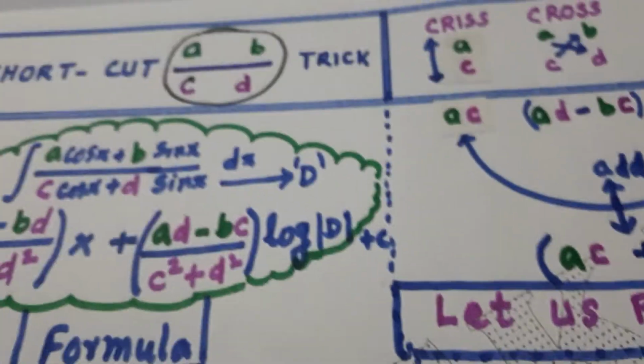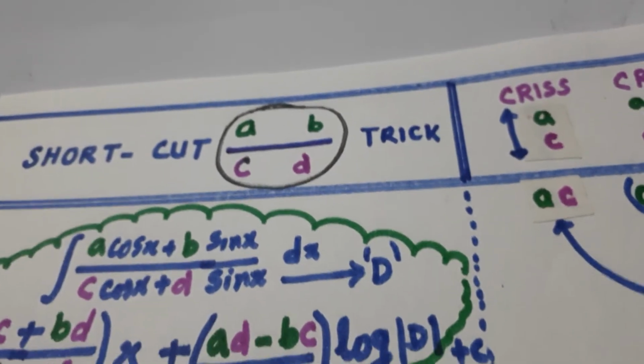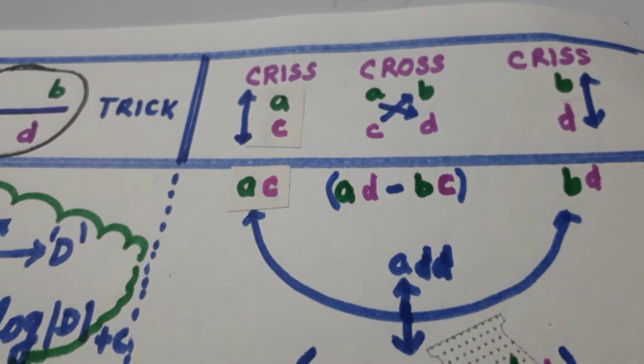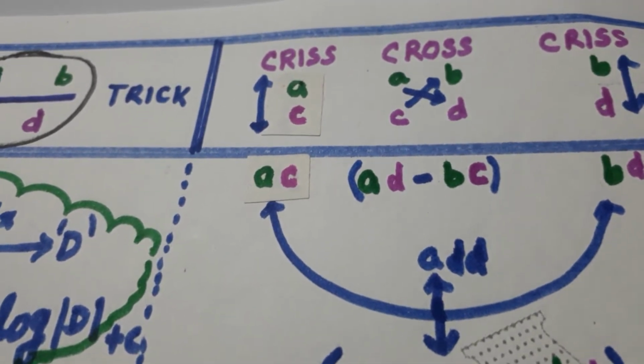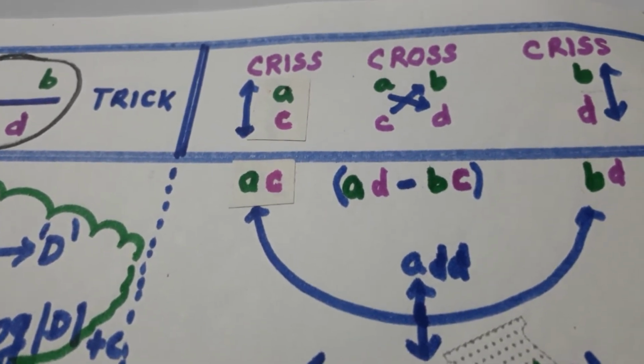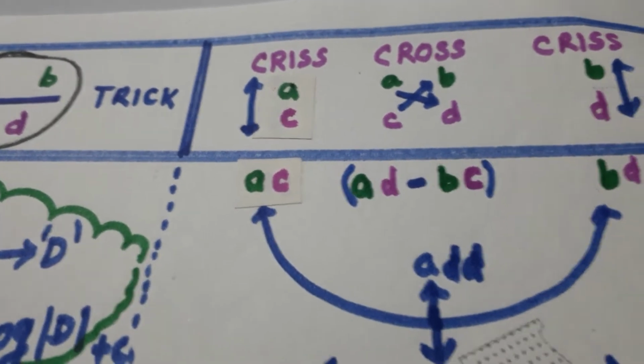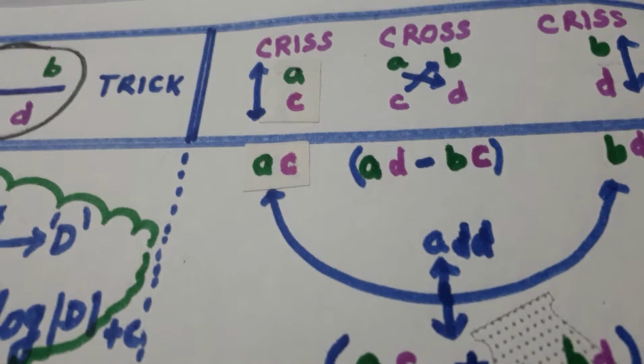Next is the ABCD trick. Let us play criss, cross, criss. Criss is vertical multiplication and cross is cross multiplication. Now look here.